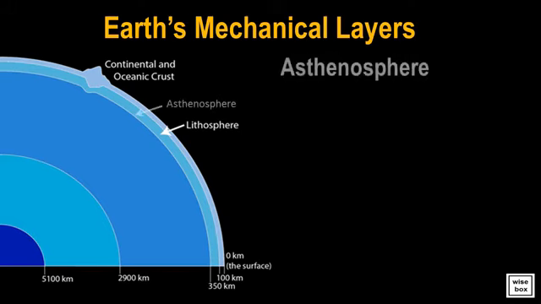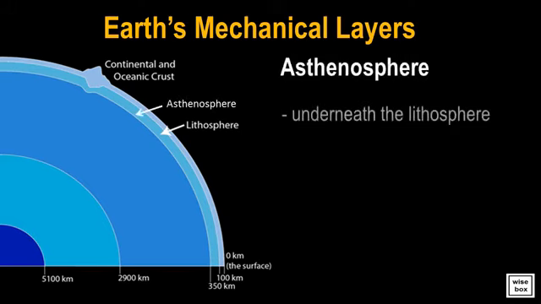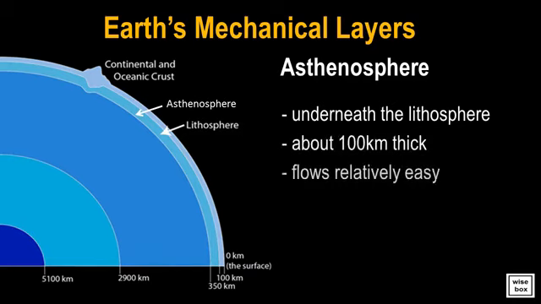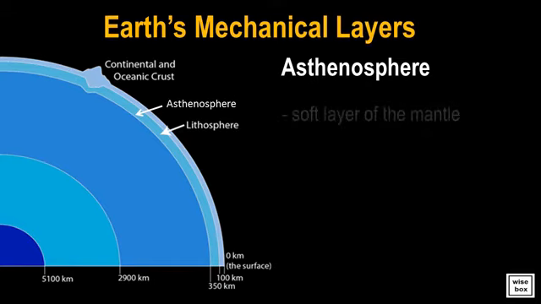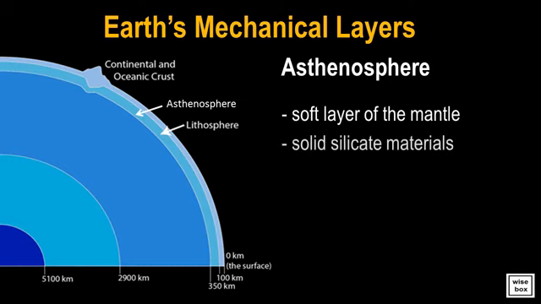The asthenosphere is located underneath the lithosphere. It is about 100 km thick, and is a region of the mantle that flows relatively easily, but it is not liquid. The asthenosphere includes the soft layer of the mantle, on which the lithosphere moves. It is made of solid silicate materials, but the high temperature allows it to flow very slowly.